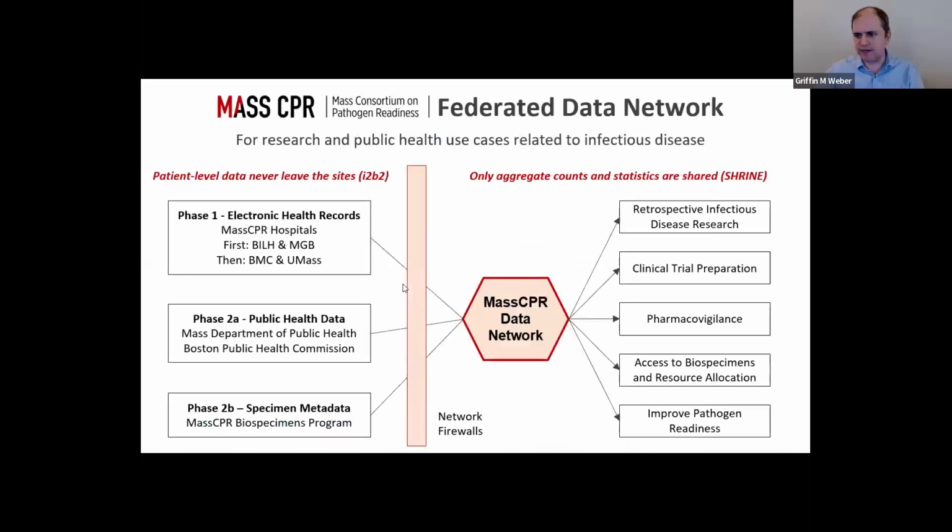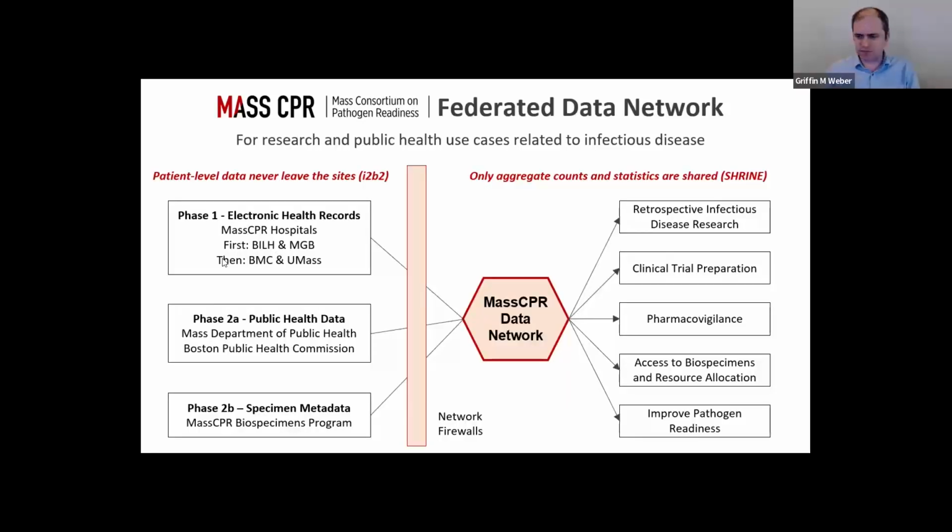The first is the Mass CPR Data Network. This is a regional version of SHRINE that we've installed in Massachusetts as part of something called the Massachusetts Consortium on Pathogen Readiness. It's a SHRINE network for purposes of research and public health use cases related to infectious disease. Again, I'm not going to talk much about this network today. What I want to focus on is the enhancements we made to the 1.8.3 web client for the Mass CPR network, but it's available for any I2B2 site, and I'll show you what those look like. But first, a quick overview of what this network is.